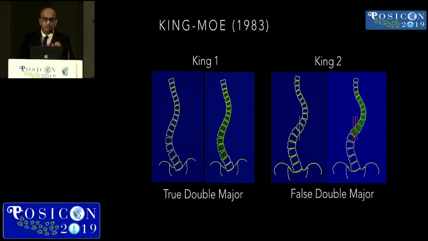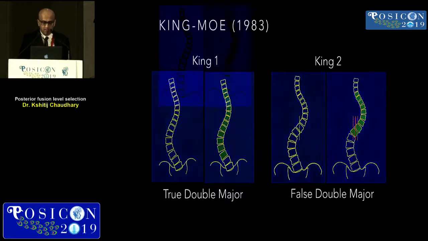We are all aware of the King's classification for adolescent idiopathic scoliosis, the thoracic kind. And the key concept that emerged from this classification was the idea that you can do a selective fusion for these double curve patterns. And this actually lies at the heart of John Moore's legacy.